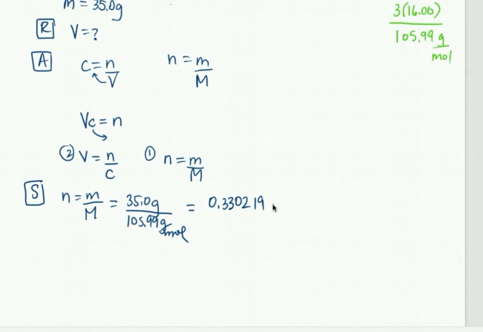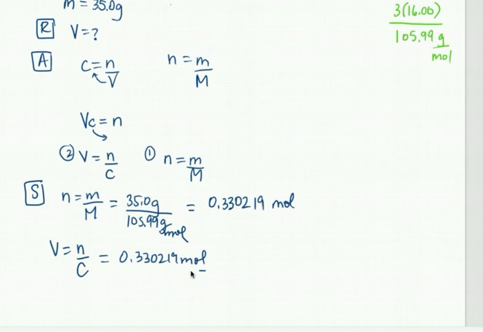Okay, so I'm just carrying a few digits here, not all of them, but just keep that number in your calculator. So we found the amount of sodium carbonate. Now we need the volume. So we're going to use this formula that we rearranged: amount divided by concentration.